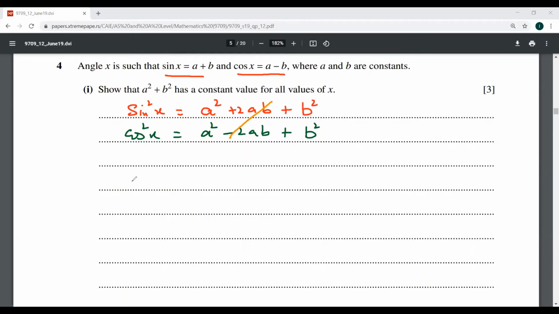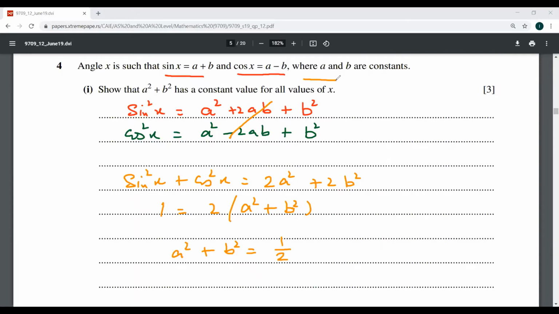Okay, so by adding, we get sine square x plus cos square x, that is going to be 2a square plus 2b square. And we know that this is 1, okay? This is 1, I'll be taking 2 as common. This is a square plus b square. So your a square plus b square is going to be 1 over 2. So it says it has a constant value for all values of x. So we are independent of x, whatever the value of x is, the a square plus b square will always be equal to half because x is simply eliminated.